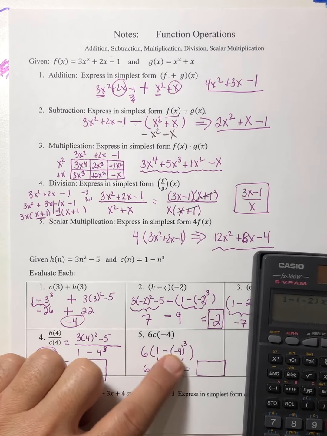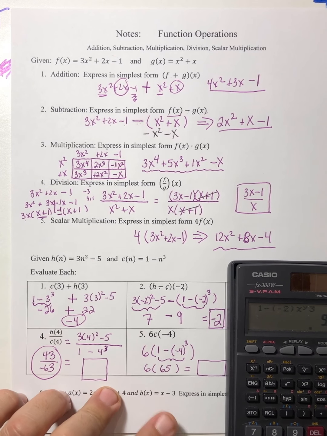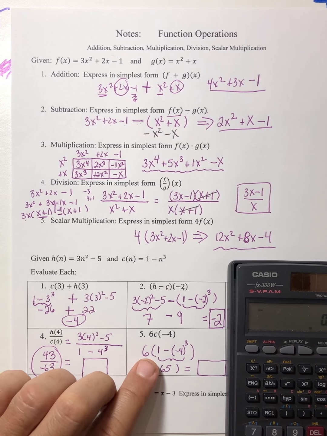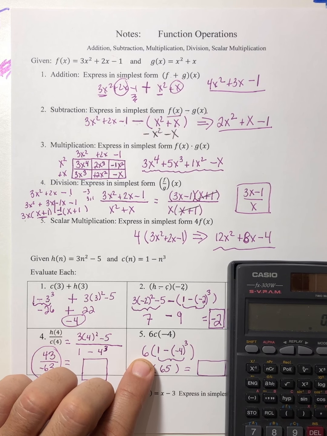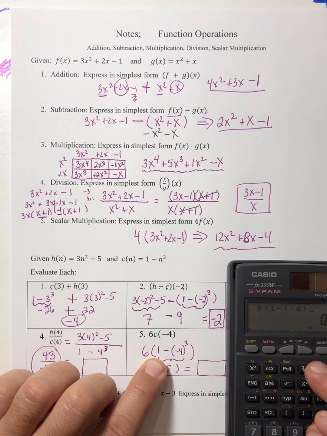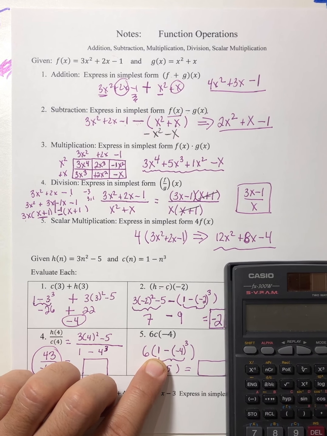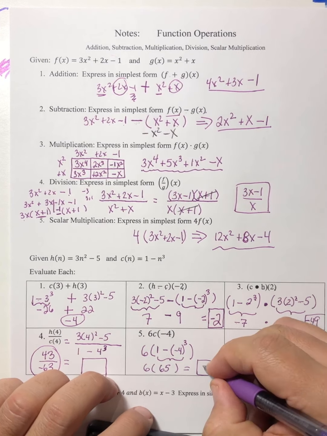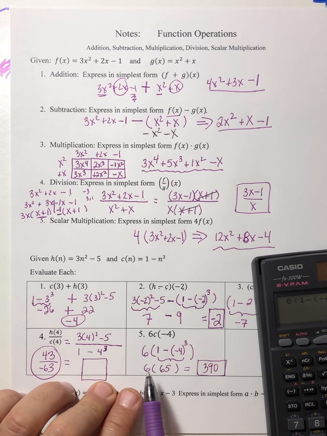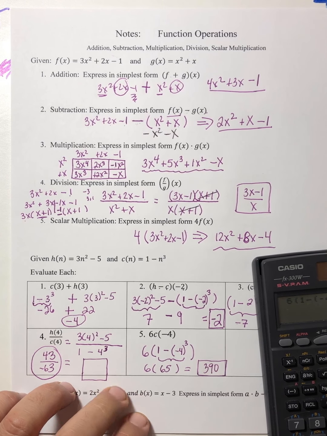By the way, we could have typed that right into our calculator too. If we type this right into the calculator, you could have done 6 parentheses, 1 minus parentheses, negative 4, close parentheses, x cubed, close parentheses, equals 390. Okay, so 6 times 65 is 390.